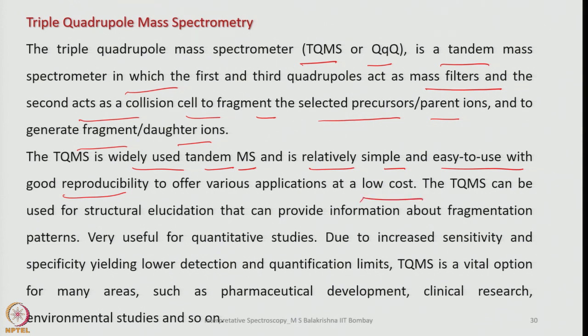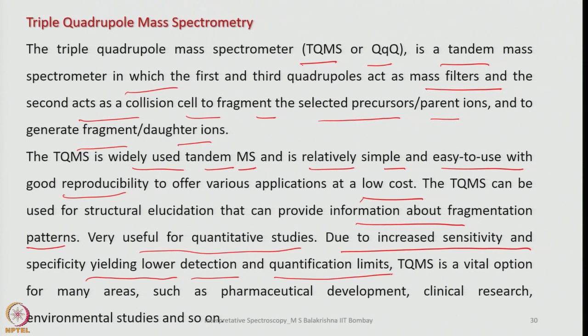And the TQMS can be used for structural elucidation, as it can provide information about fragmentation patterns also. Very useful quantitative studies one can also take up with this instrument. Due to increased sensitivity and specificity, yielding lower detection and quantification limits, TQMS is a vital option for many areas such as pharmaceutical development, clinical research, and environmental studies and so on, where quantification is the prime objective when they are characterized.